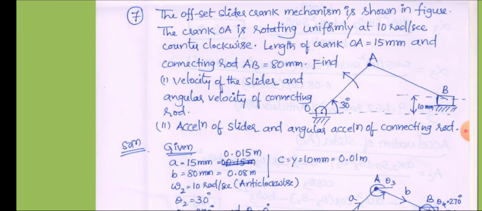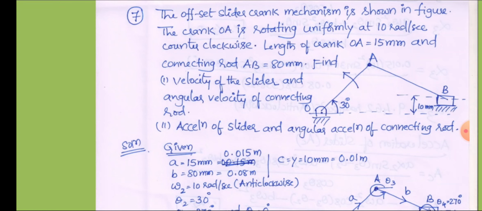Then connecting rod AB is equal to 80 mm. Hence, connecting rod length according to our symbol or notation, it is small b. Look at the diagram and tell me. So small b it is 80 mm. 80 divided by 1000 is 0.08 meters.